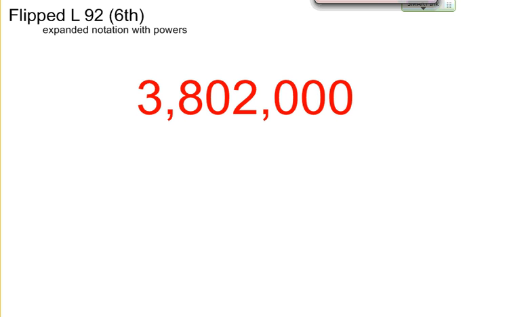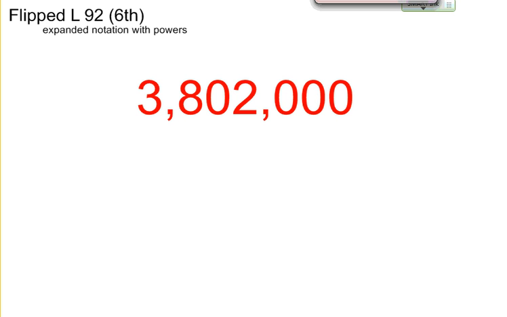As we look at this lesson today, we're going to do a little review, add a few more steps, and then really put some application into things that have to deal with expanded notation and powers. So we start by looking at our first example. We see a rather large number, 3,802,000. And the idea here is, how do we put this into expanded notation using powers?